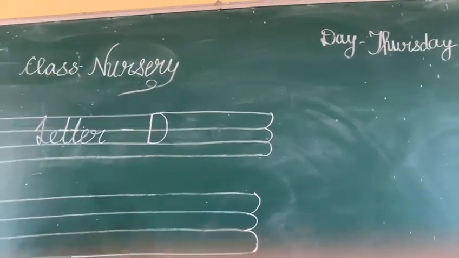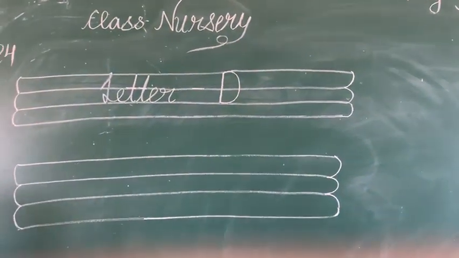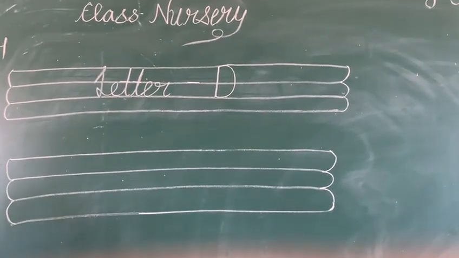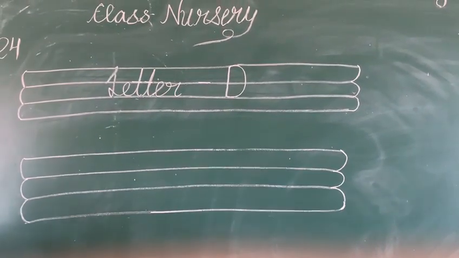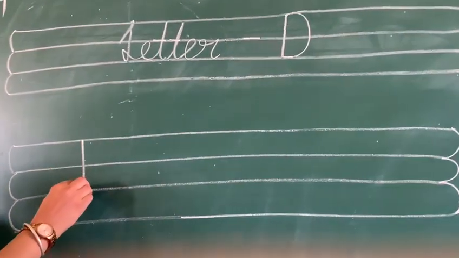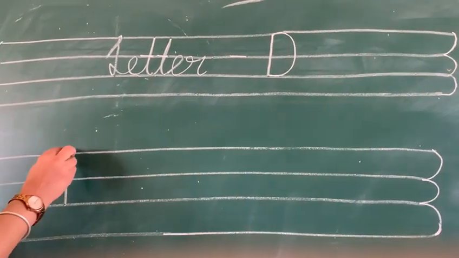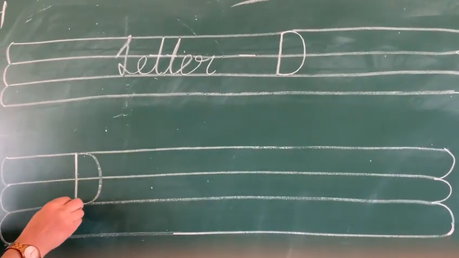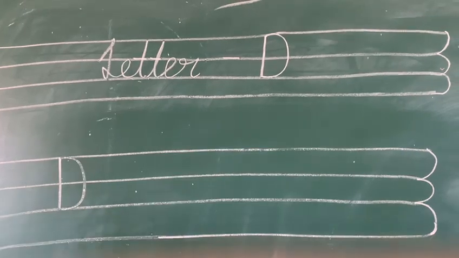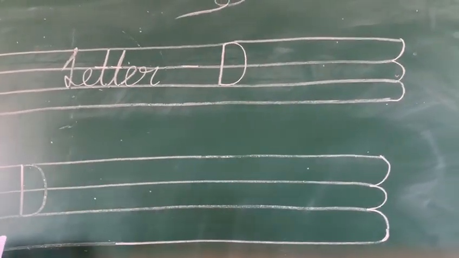Class Nursery. Today we will practice how to write capital letter D. Now we will start. Start from the top. Draw standing line and go again to the top. Draw curve till the bottom. This is capital D. We will again write.